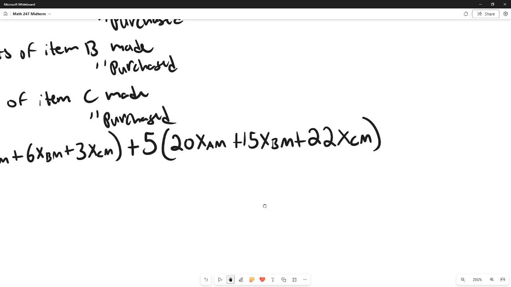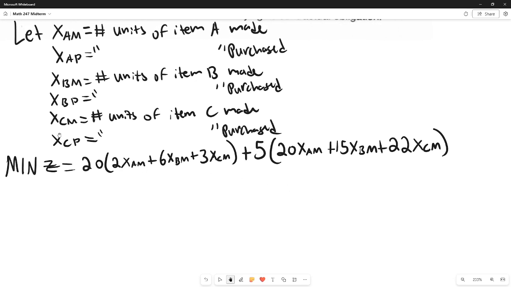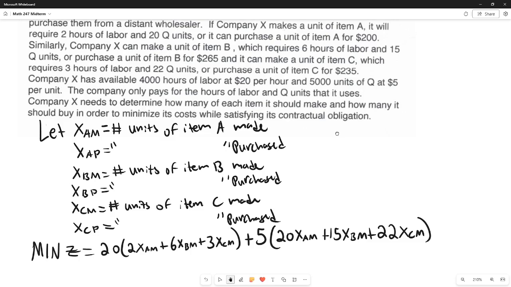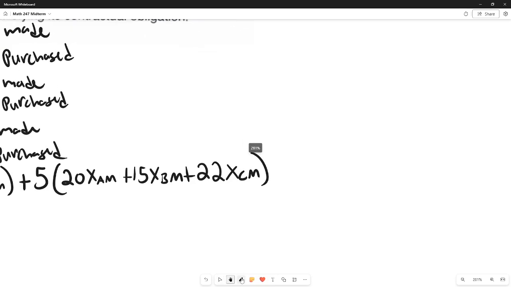And to the left of it is our hours. Right? And you might think, okay, well, looks like we're done here. Let's move on to our inequalities. You would be incorrect, because we also need to take into account the cost incurred when we purchase from our wholesaler item A, item B, and item C. Well, for each purchase of item A, it's $200. So we're going to say plus 200 XAP, right? That's the number of units of item A purchased.